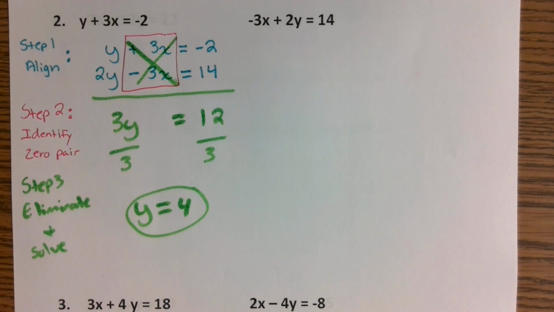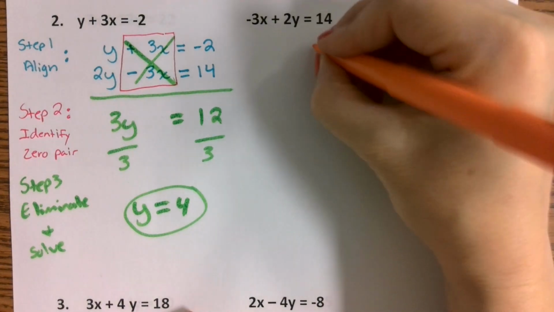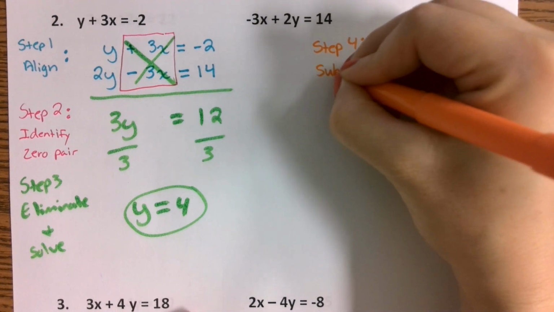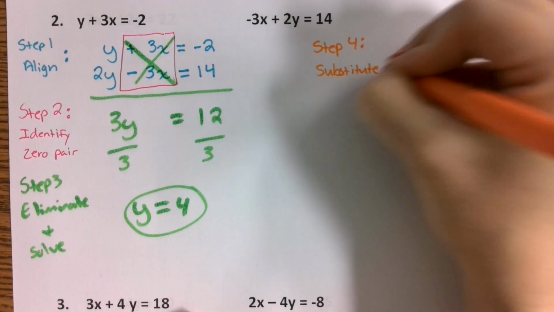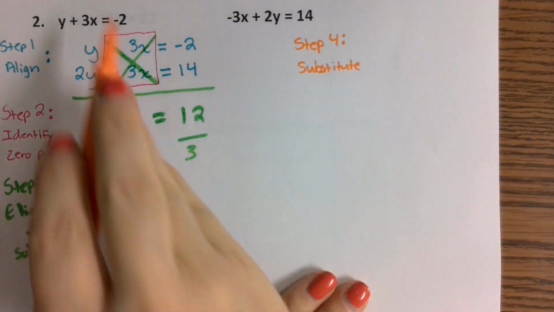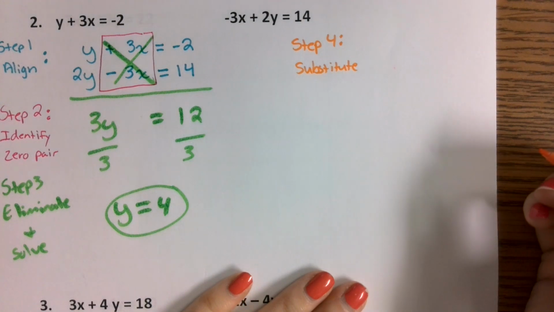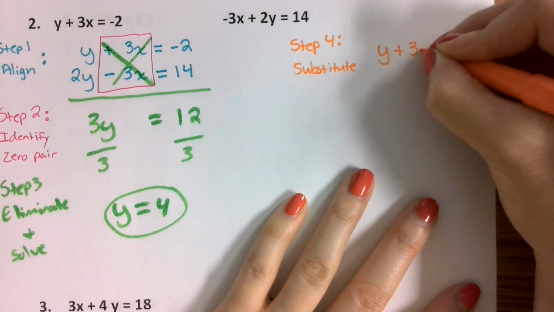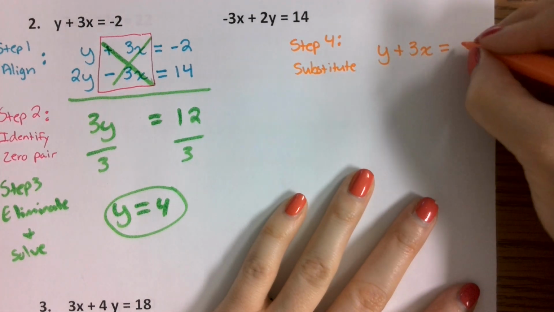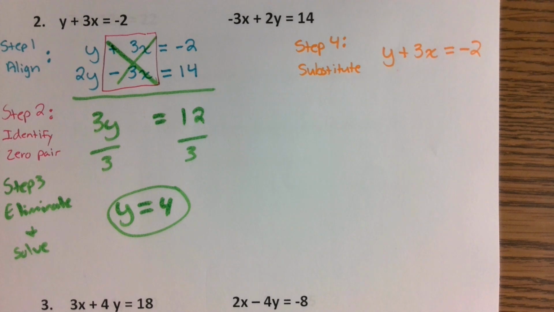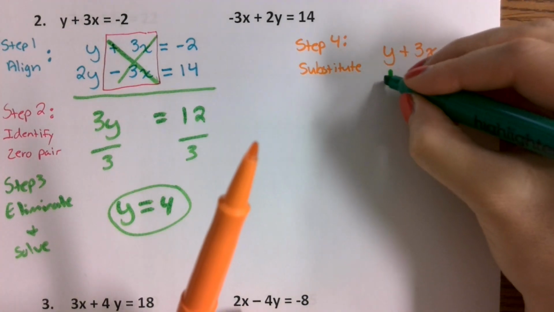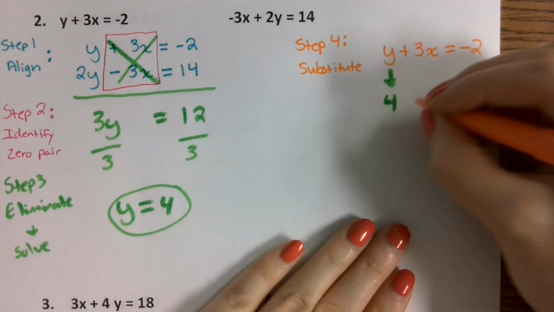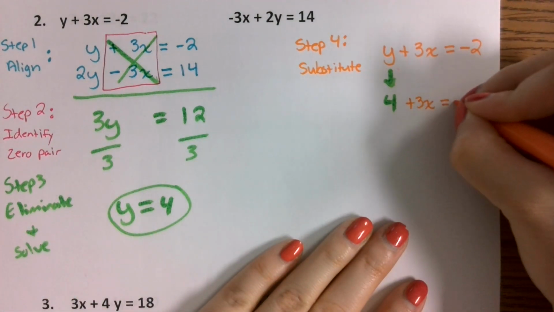Now I'm going to move on to step 4. I'm going to go ahead and wrap it on over here. Step 4 is to substitute my y is equal to 4. Does it matter which equation I choose? No, I'm just going to go with the first one. Like I said, I always tend to just go with the first. So we have y plus 3x is equal to negative 2. I'm going to replace the value of y with a positive 4. So I now have 4 plus 3x is equal to negative 2.